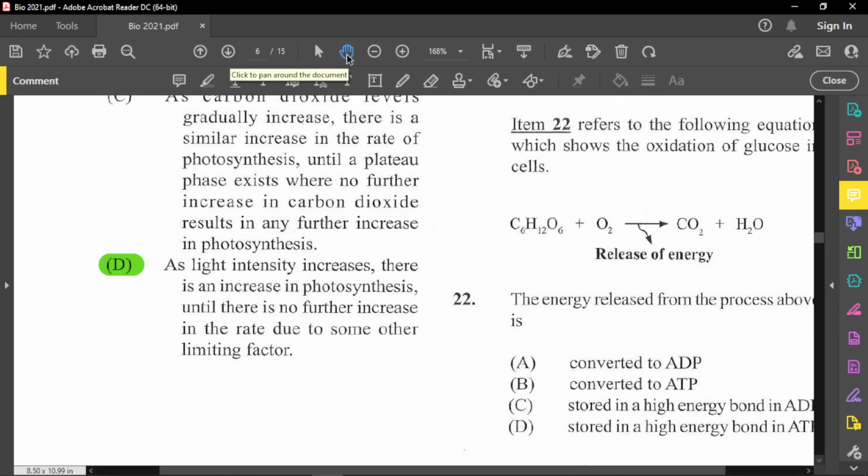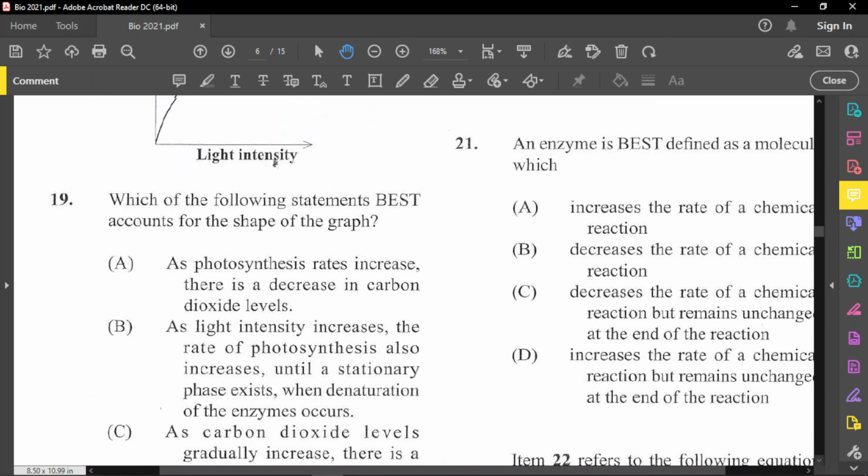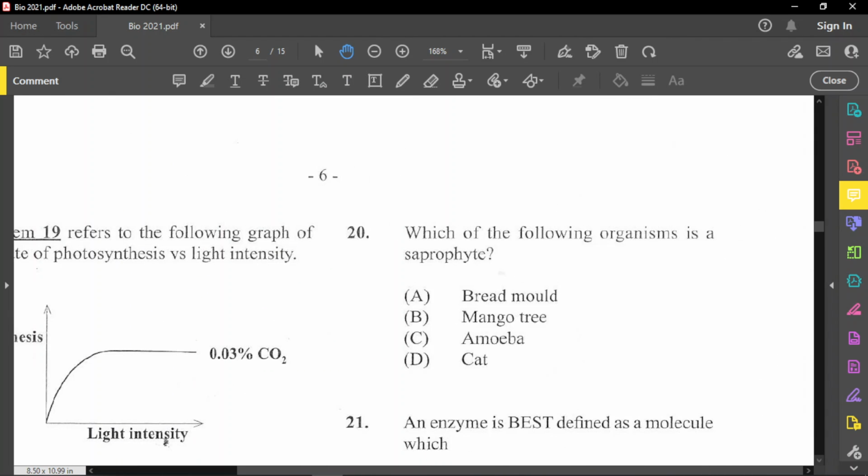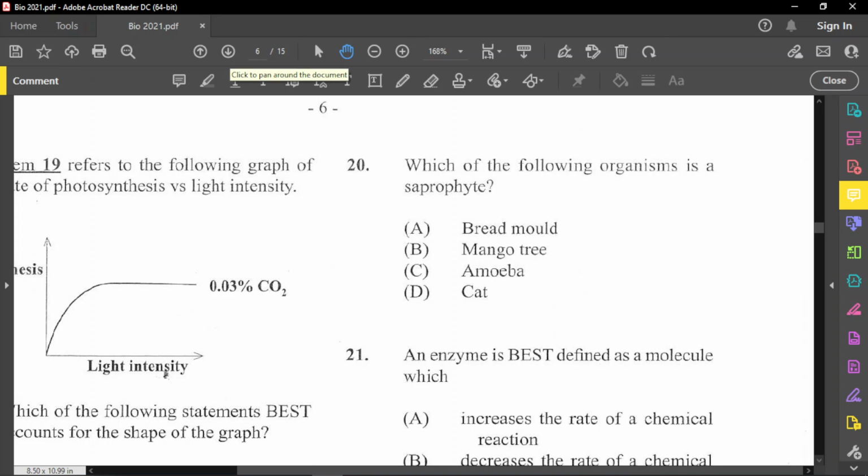All right, let's jump on to question number, I think that is 20. Yes, number 20 on top of the page. It said, which of the following organisms is a saprophyte? And you need to know what a saprophyte is. A saprophyte is an organism that digests food on its external parts. So it digests food from the outside. What you need to know about saprophytes as well is that they feed on dead and decaying matter. Okay, and this dead or decayed matter is called detritus.